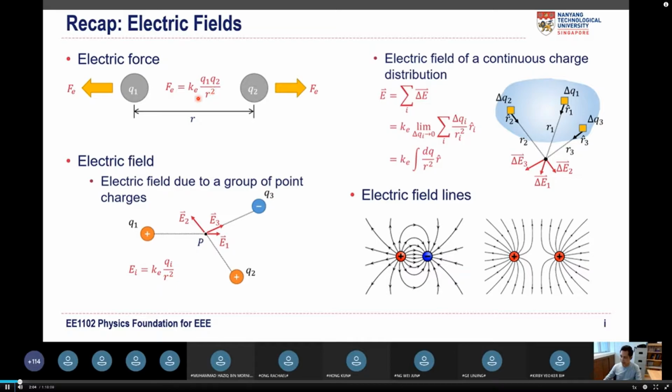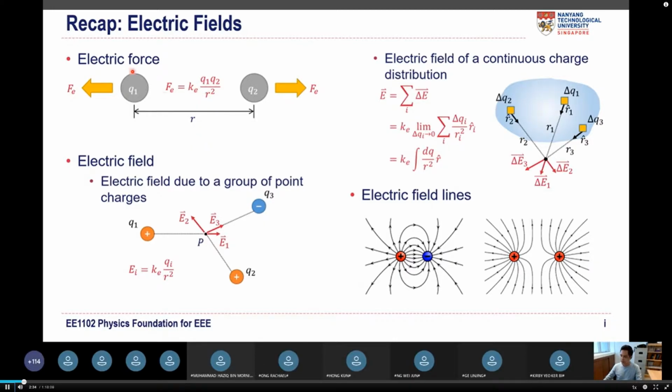The amount of the force will depend on the size of the charge, which is measured in coulombs, and also the distance between them. If they are closer together, there will be a stronger force, and if they are further apart, then there will be a smaller force. The magnitude of the force itself is given by Coulomb's law. This is the equation, where Ke is a constant.